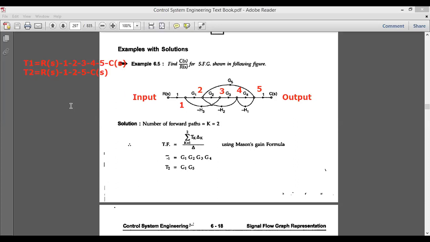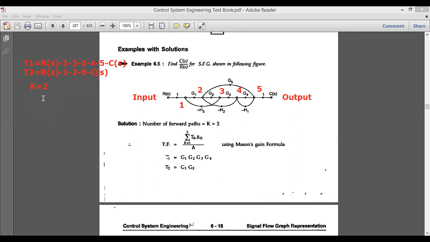Okay, so in this problem we have only 2 forward paths. The remaining arrows which are going in the opposite direction are the feedbacks. Therefore the total number of forward paths will represent the value of K, so here the value of K is equal to 2. In this way we take the value of K.